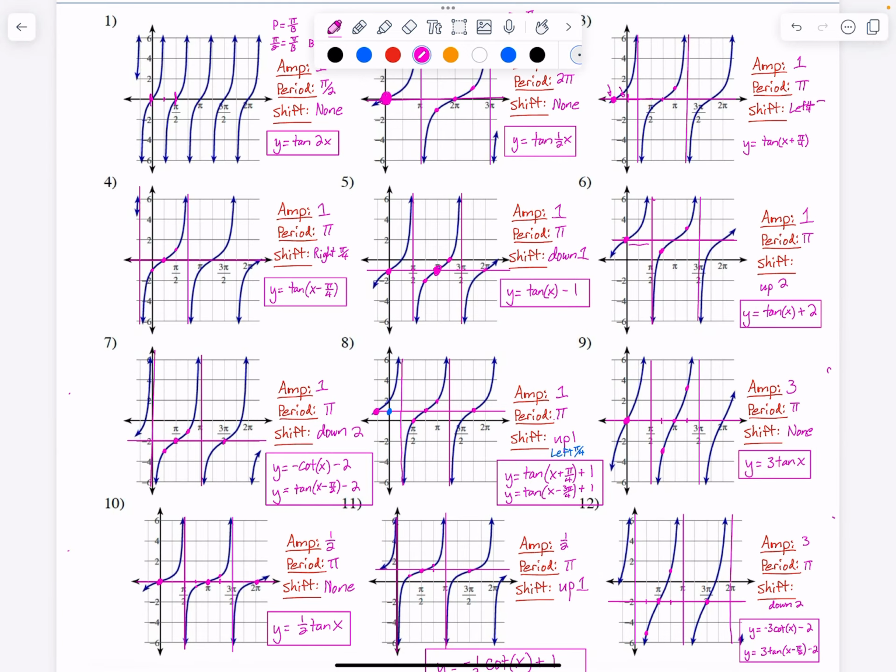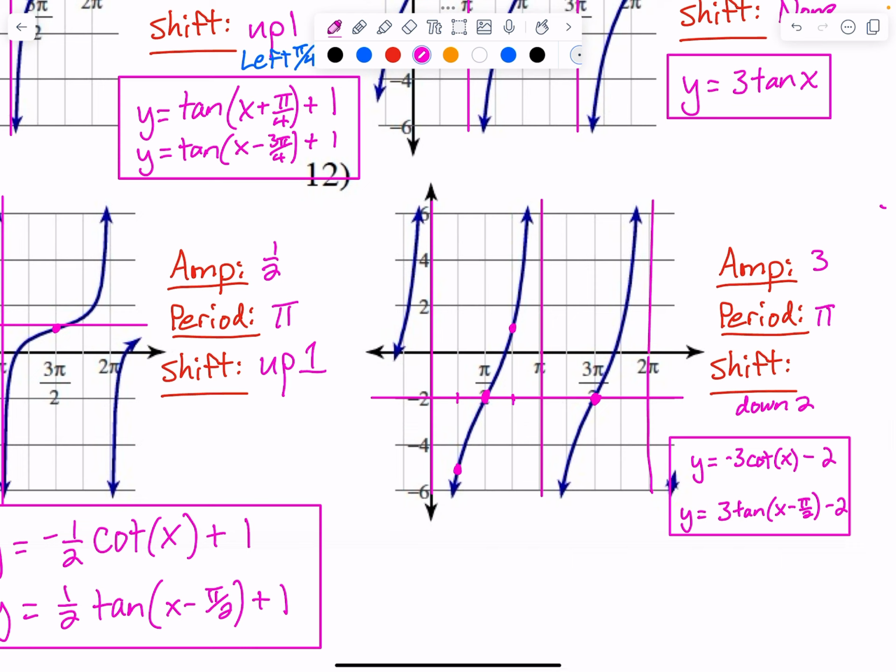Okay, I hope these help. These can be pretty tough, especially getting your hands around what to look for each time independently for each one.